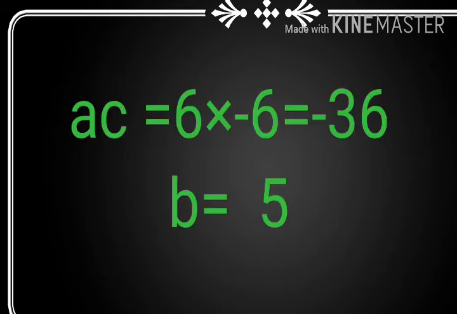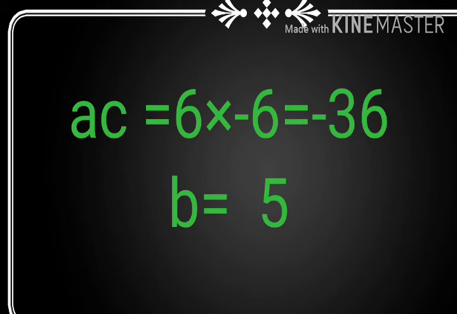So here AC is 6 into 6, 36. But a negative sign will be there because C is negative. So AC is 6 into negative 6, that is equal to negative 36.